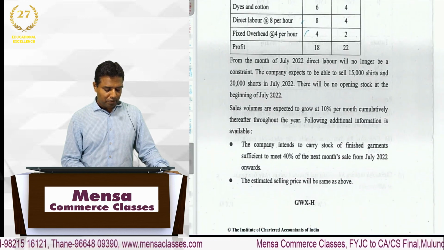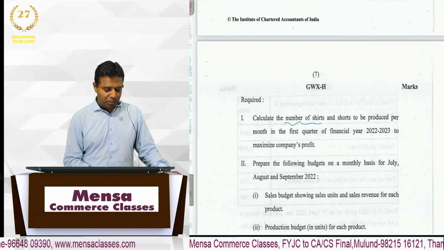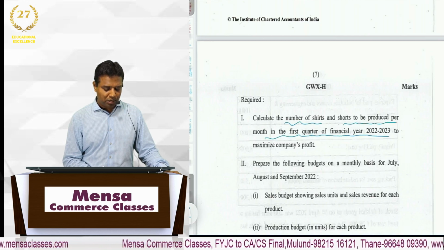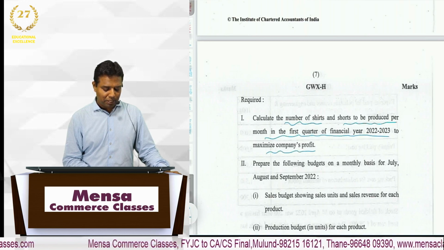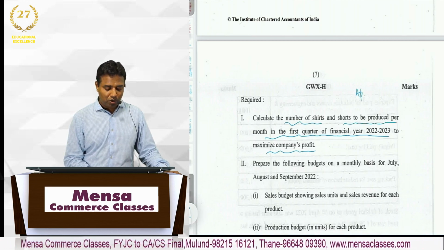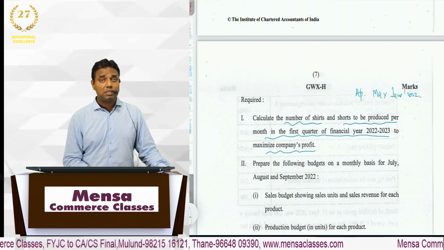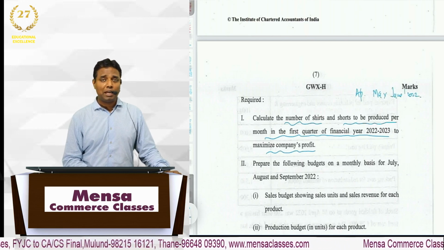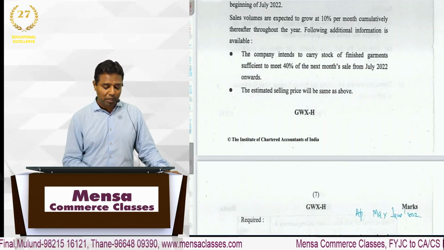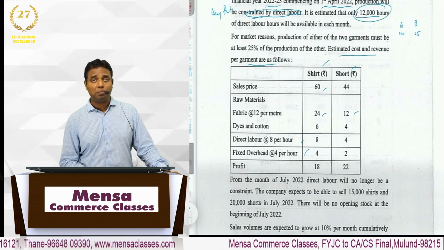What exactly are we supposed to do? Let us check. Calculate the number of shirts and shorts to be produced per month in the first quarter of the financial year 22-23 to maximize the company's profit. So first quarter of the financial year means April, May and June 2022, and in these 3 months only there is a shortage of labor, which is available only to the extent of 12,000 labor hours, right?